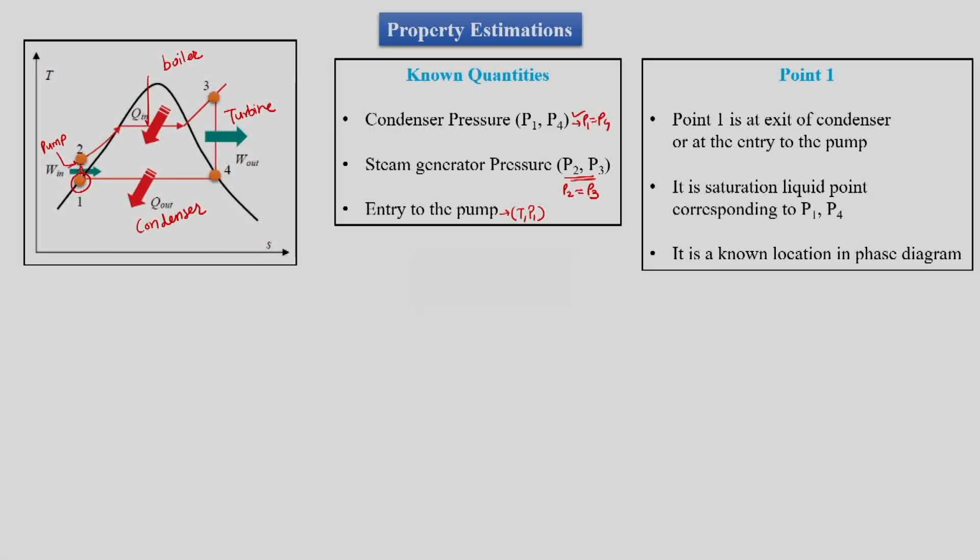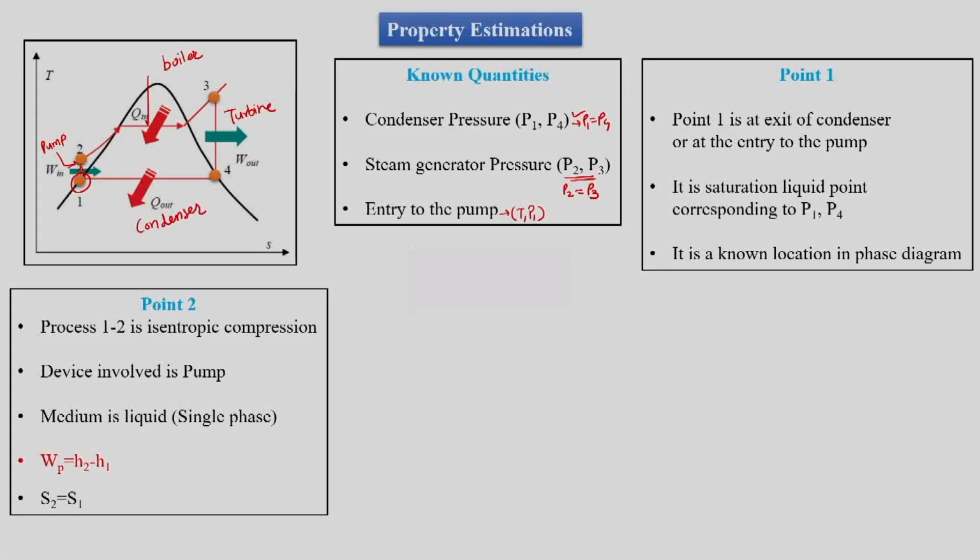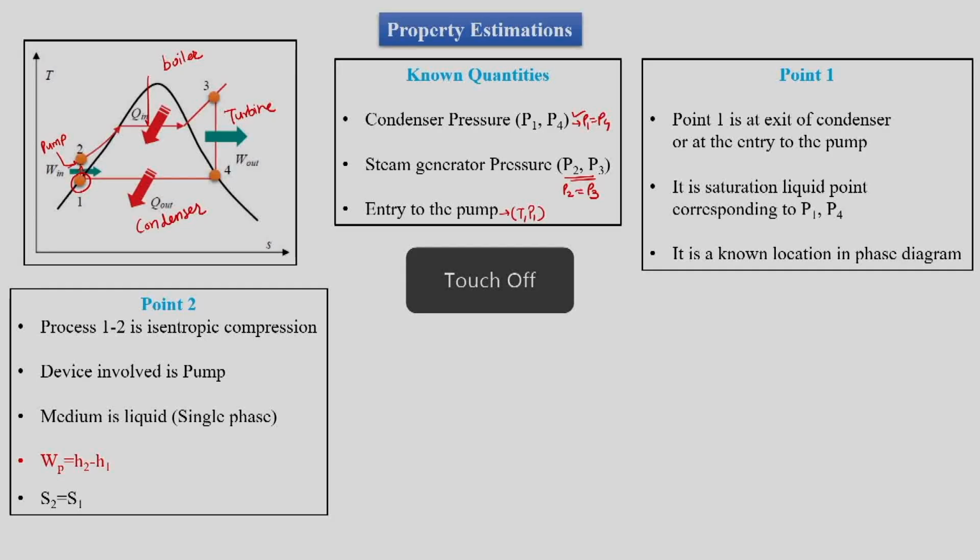At point 1, which is basically the exit of the condenser or entry to the pump, it is the saturation point of the liquid water, and that saturation point has pressure P1, which is known to us. Point 2: from point 1 we have to draw an isentropic process, which is 1 to 2. So entropy at 2 is known to us, which is the same as entropy at 1. The device involved in this process is the pump, and the medium handled by the pump is liquid, and then we can calculate pump work, which is H2 minus H1.